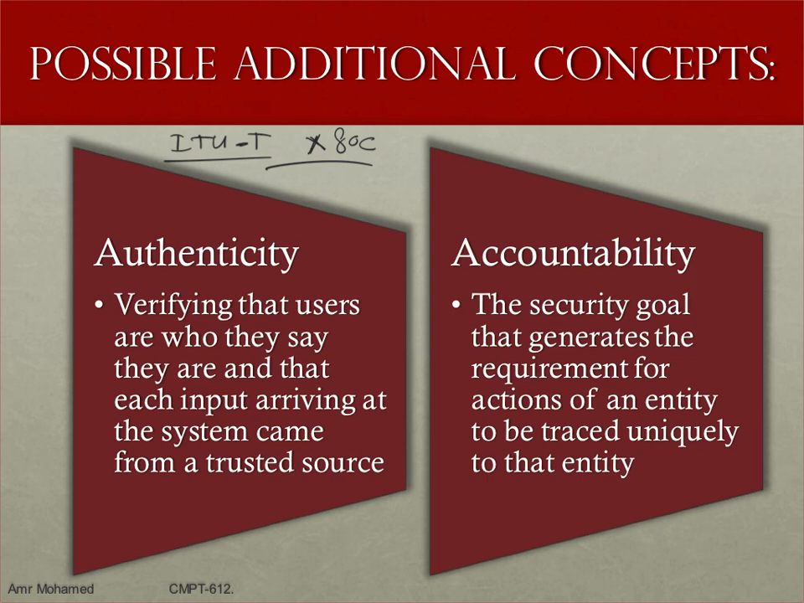So accountability requires, in addition to non-repudiation, system logs or audit trails or something like this that we can look at. And from these audit trails, we can say, oh, okay, this problem has been caused by the action that Amr did, so I can go back to Amr and say, you did it, and you cannot deny that.